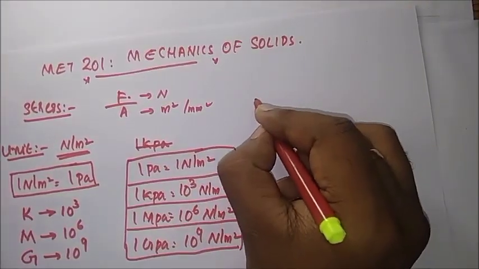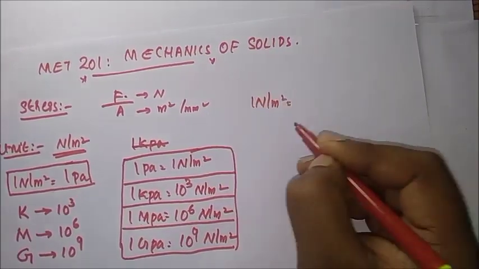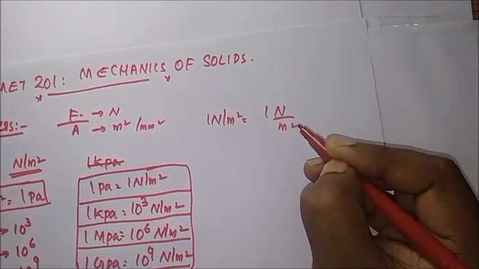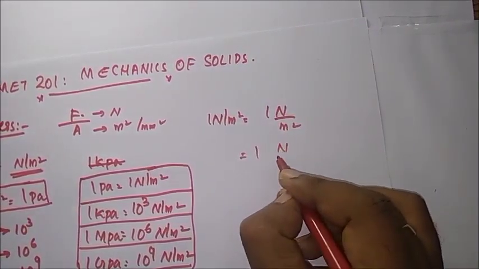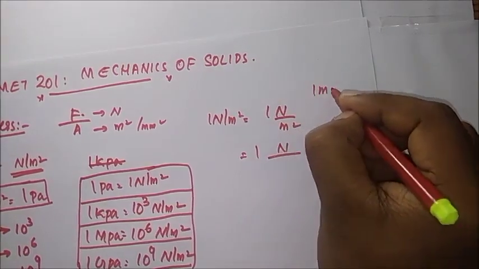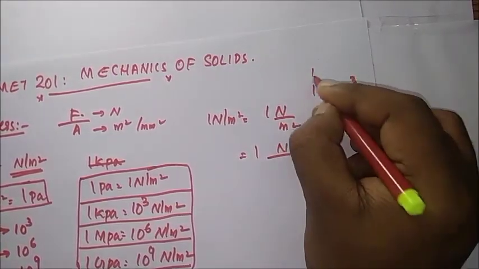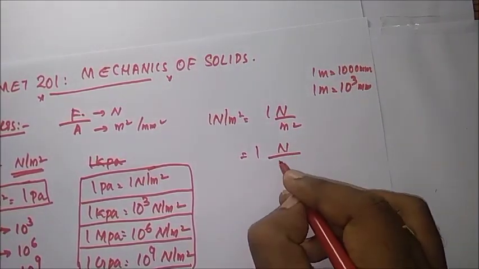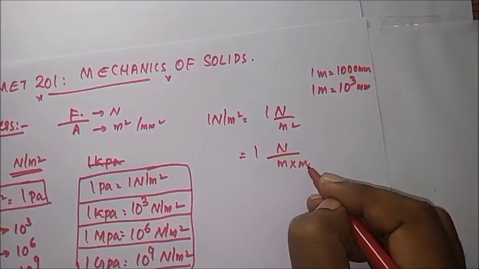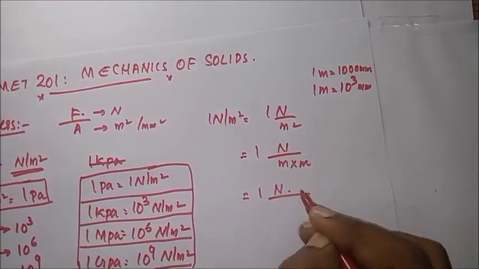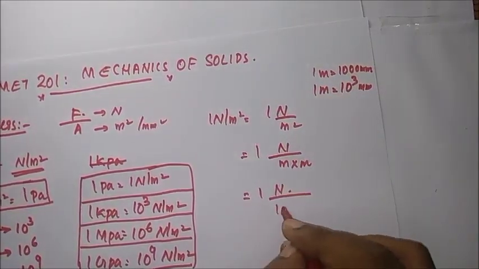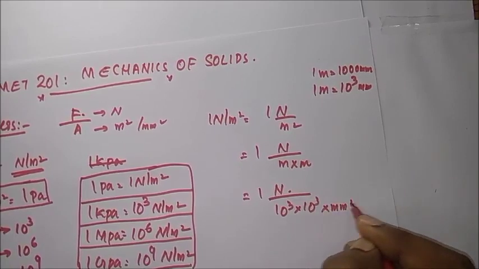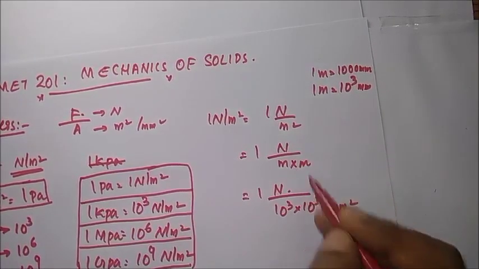Okay, one more important conversion. 1 Newton per meter square is equal to 1 Newton divided by meter square. Meter square is meter into meter. 1 meter is equal to 10 raised to 3 millimeter, that is 1000 millimeter. So meter into meter can be converted into millimeter into millimeter, that is millimeter square.